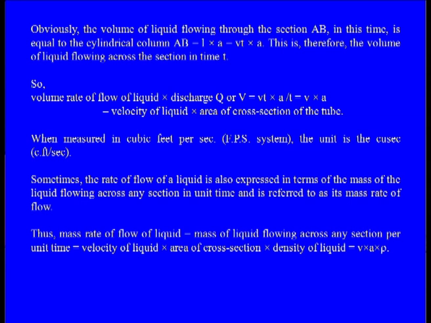Sometimes the rate of flow of a liquid is also expressed in terms of the mass of the liquid flowing across any section in unit time, and is referred to as the mass rate of flow. Thus, the mass rate of flow equals the mass of liquid flowing across any section per unit time, which is the velocity of the liquid times the area of cross section times the density of the liquid, that is, v times A times rho. Here v is the velocity of the liquid, A is the area of cross section, and rho is the density of the liquid.